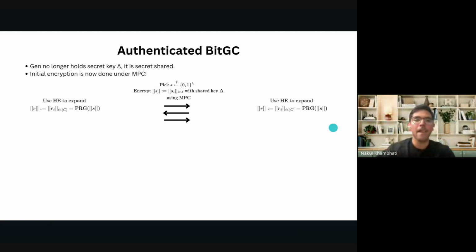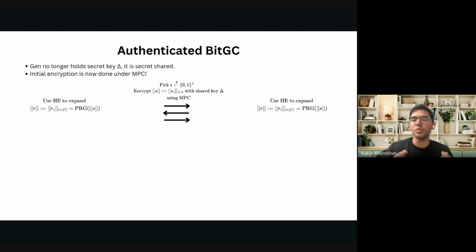Authenticated BitGC also, at a very high level, adopts this 2-step framework to upgrade to malicious security. And specifically what we do here is that the garbler does not hold the secret key for encryption anymore. It's now secret shared between the 2 parties. So that initial encryption that we had, encrypt that seed, that's also done under MPC. But again, you only encrypt security-parameter-many bits. This is independent of the actual circuit being computed. And then this leads to both parties holding encryptions of some random seed. None of them see the random seed in the clear.